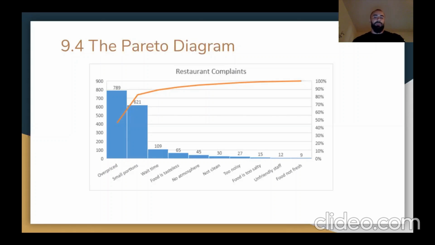You can see how many people are complaining for what. Like food not too fresh, only 9 people have complained, so it's probably not a very common occurrence. Whereas overpriced seems to be the main occurrence, which is probably something that the business should pay attention to or change. And yeah, 9.4 again, super simple, and that's how we address causes in a business.